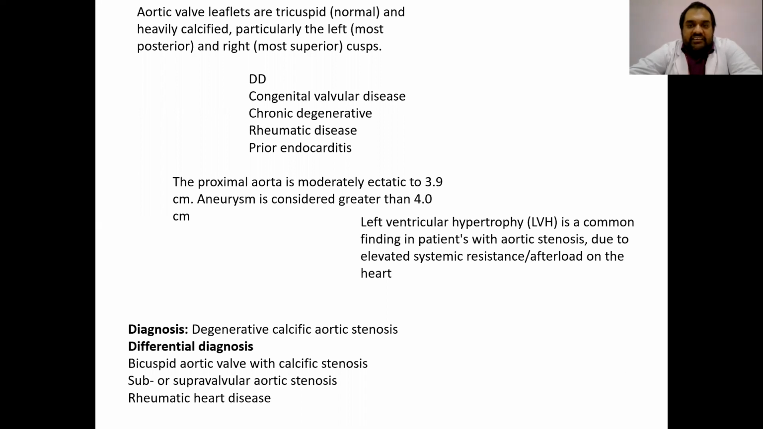And there is a left ventricular hypertrophy, which is a common finding in patients with aortic stenosis due to the elevated systemic resistance afterload on the heart. Here, the diagnosis will be degenerative calcific aortic stenosis. Differential diagnosis: bicuspid aortic valve with calcific stenosis, sub or supravalvular aortic stenosis, rheumatic heart disease.